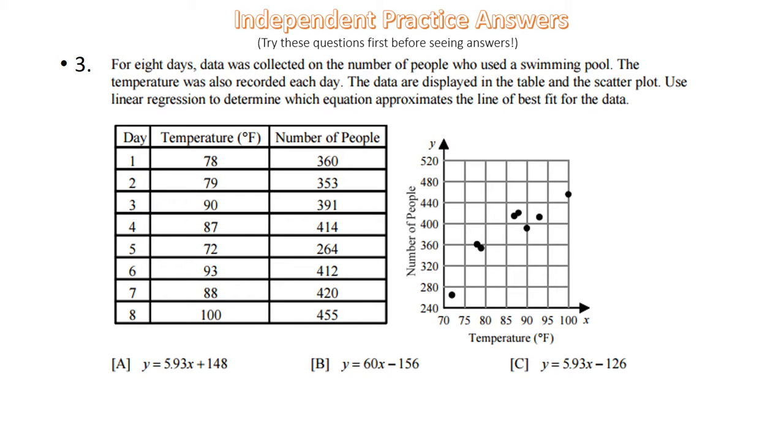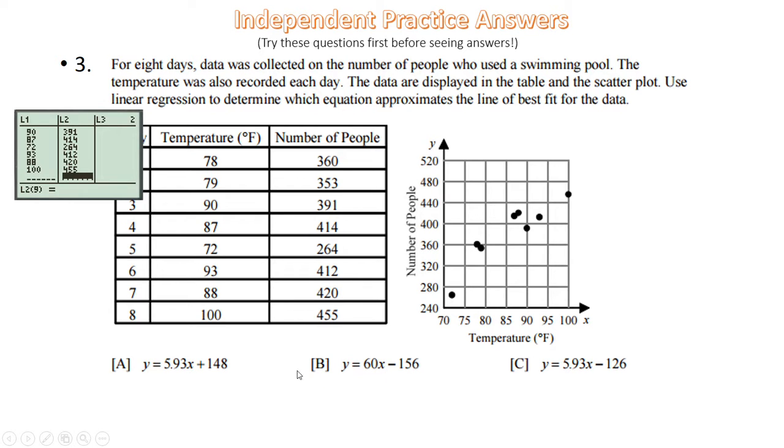All right, number 3. The tricky thing about number 3 is they only are focused in on temperature and number of people. So they gave us 3 columns. We don't ever want to type 3 columns into our stat key. We only want to type in temperature, number of people. And the reason why I know these 2 are used is because temperature is on my x-axis, number of people is on my y-axis. So that's what I'm typing in the L1, L2. No L3. That would be bad.